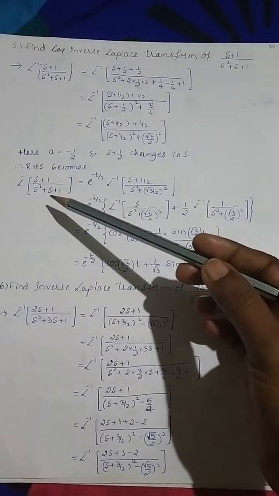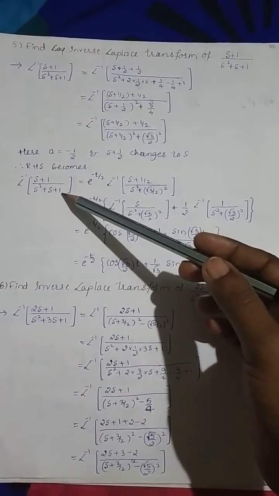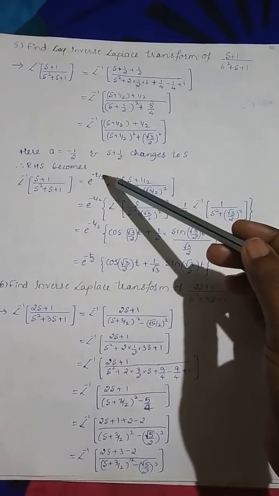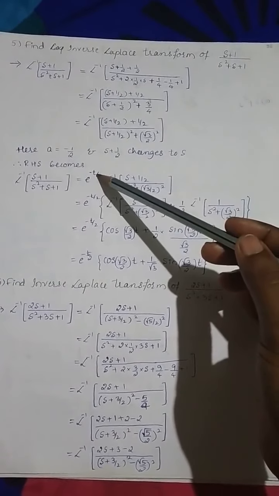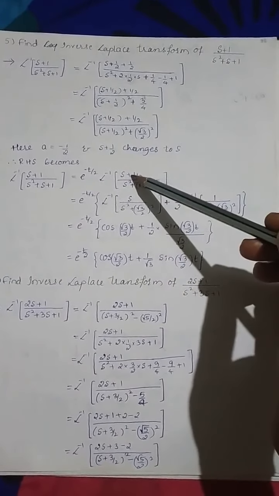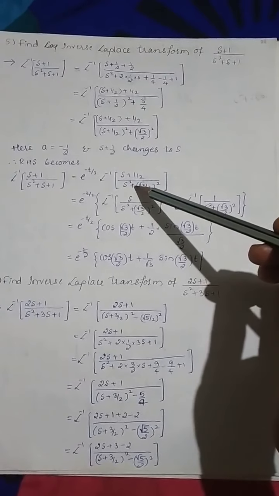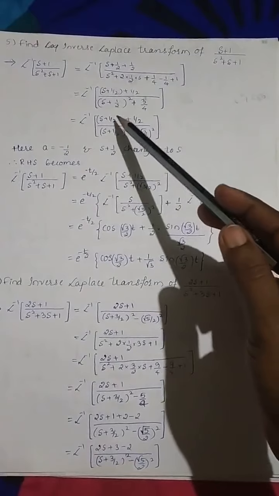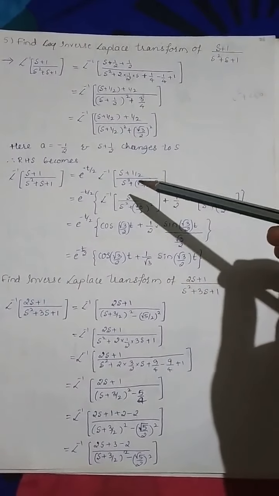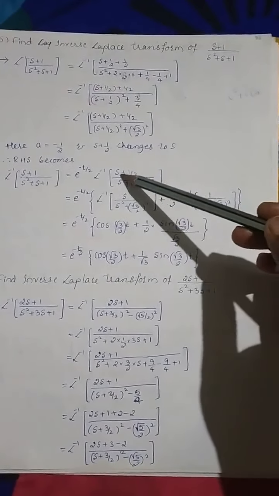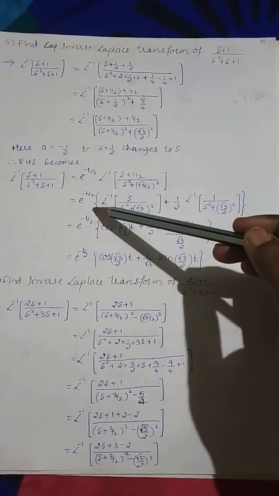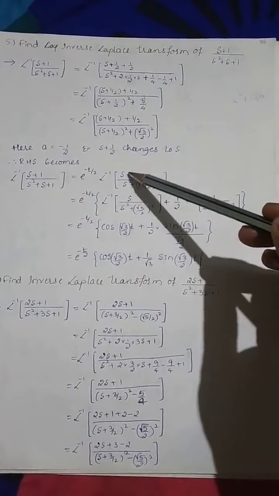L inverse of (s plus 1) upon (s square plus s plus 1) is equal to e raised to minus t by 2, that is e raised to at, L inverse of (s plus 1 by 2) upon (s square plus root 3 by 2 whole square). s plus 1 by 2 changes to s. Next, finding the inverse Laplace of this term, keeping e raised to minus t by 2 outside. Let us find the inverse Laplace of this term.